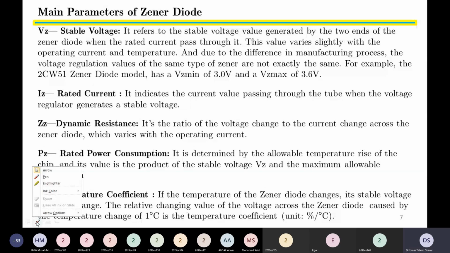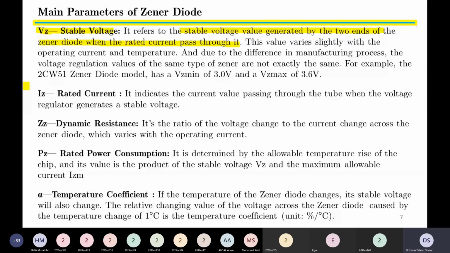This is the stable output, and it refers to the stable output voltage value generated by two ends of the Zener diode when the rated current passes through it. These values vary slightly with operating current and temperature, and due to the difference in manufacturing process, the voltage regulation values of the same type of Zener are not exactly the same.